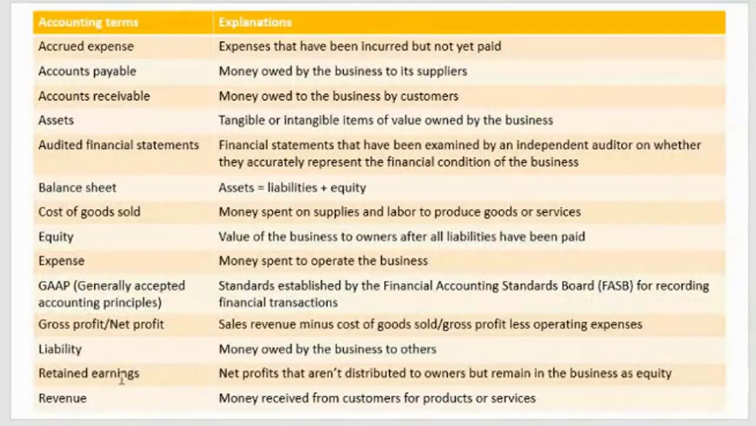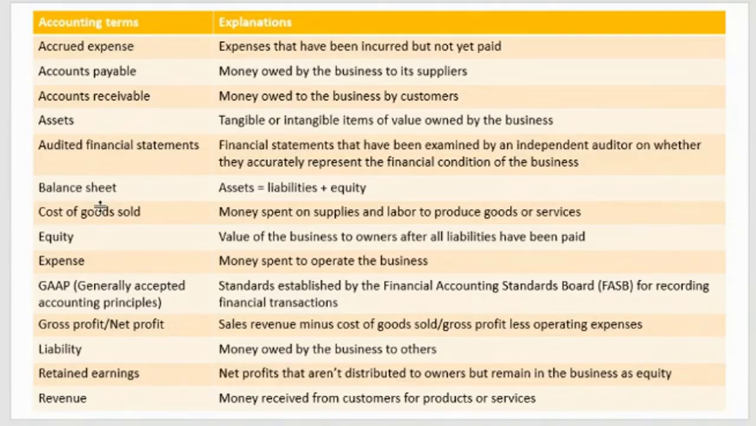For accounting terms and explanations, we're going to start with accrued expense. All right, so with accrued expense, what it means is expenses that have been incurred but not yet paid. Accounts payable is money owed by the business to its suppliers. So it's to pay that money, accounts payable. Now, accounts receivable is money owed to the business by customers, money that the organization expects to receive from customers rather. Assets could be tangible or intangible items of value owned by the business.